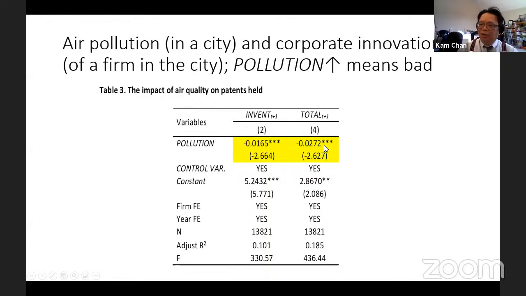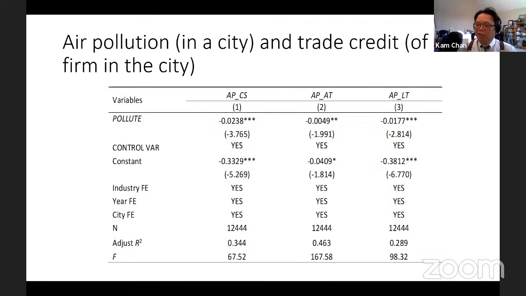Okay. So certainly there are a lot of reasons for that, though I just showed the results. One ad hoc thought is that when the pollution is bad, the company may need to spend money managing the pollution. Therefore, they have less money to conduct research and development, and therefore they have fewer patents. Okay, so pollution has a negative effect on innovation.